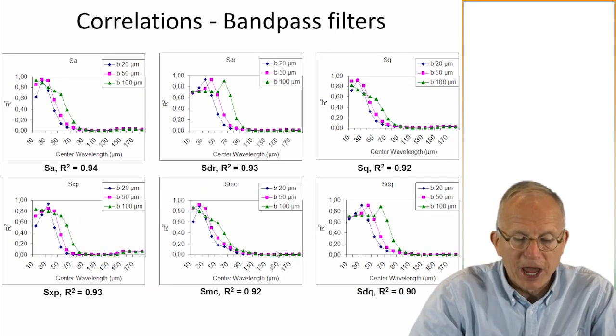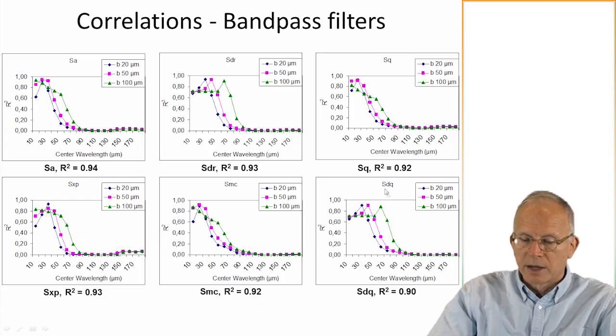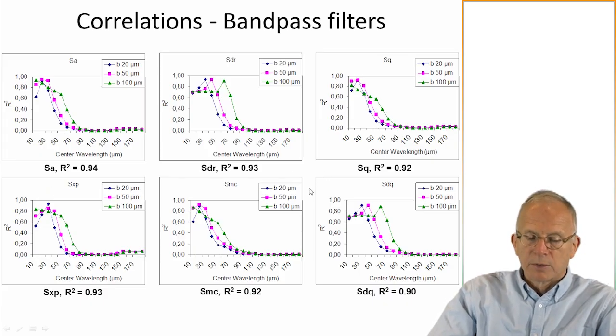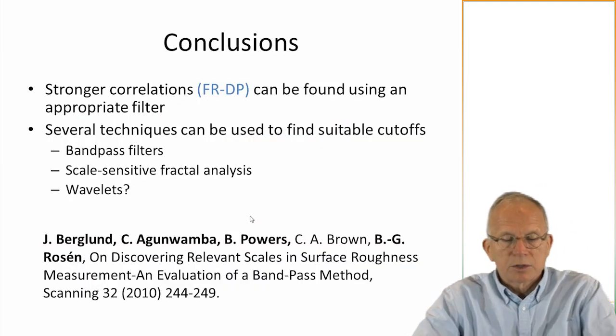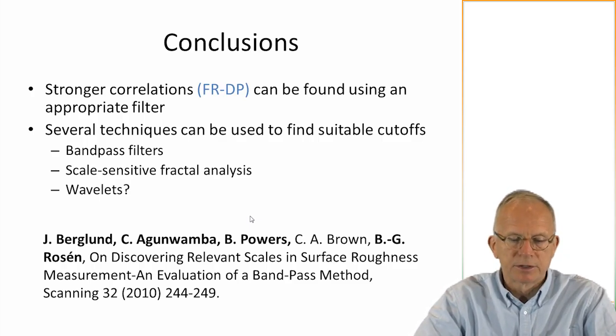Now, it's not just average roughness, but we notice that all of these, the SDR does better with the filtering, the proper filtering, SQ. So all of these are above 0.9, SDQ, SMC. So these different parameters that behave so poorly with conventional filtering, with the right kind of filtering, can be very good predictors of the friction coefficient. So strong correlations for FRDP type can be found using appropriate filters.